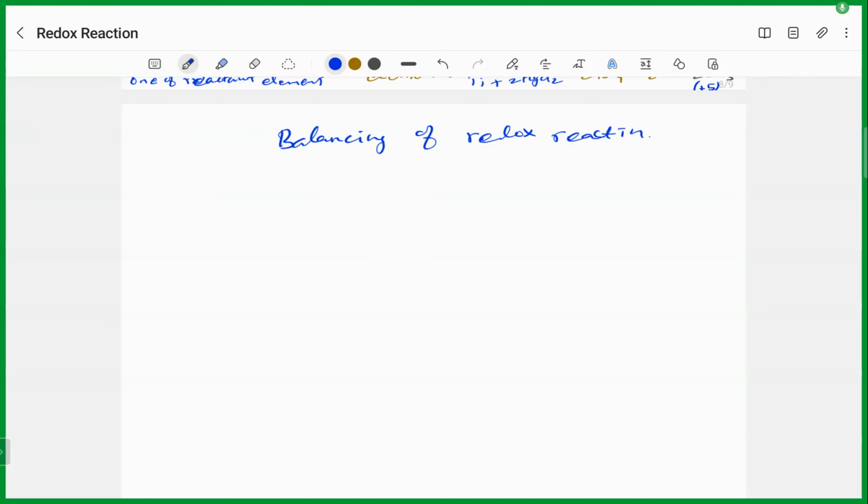And then we have to identify the elements undergoing oxidation or reduction, and write the oxidation number of the atom above the symbols. So first we have to identify the element which undergoes oxidation and reduction and write the oxidation number of the atom above the symbol.